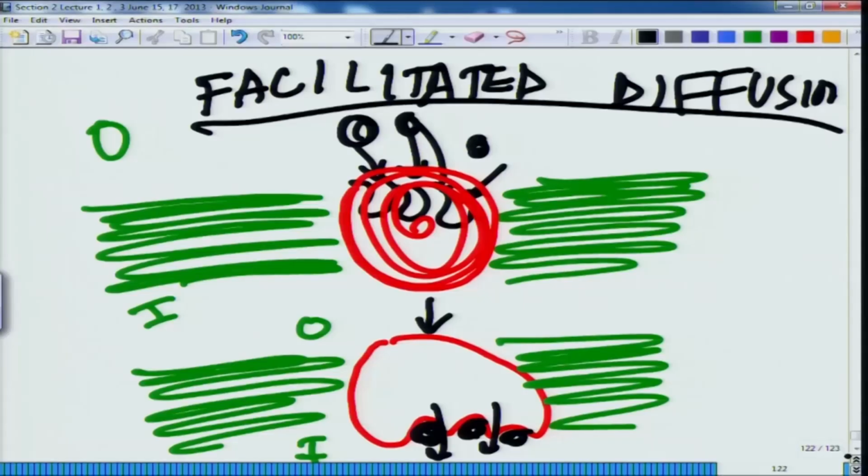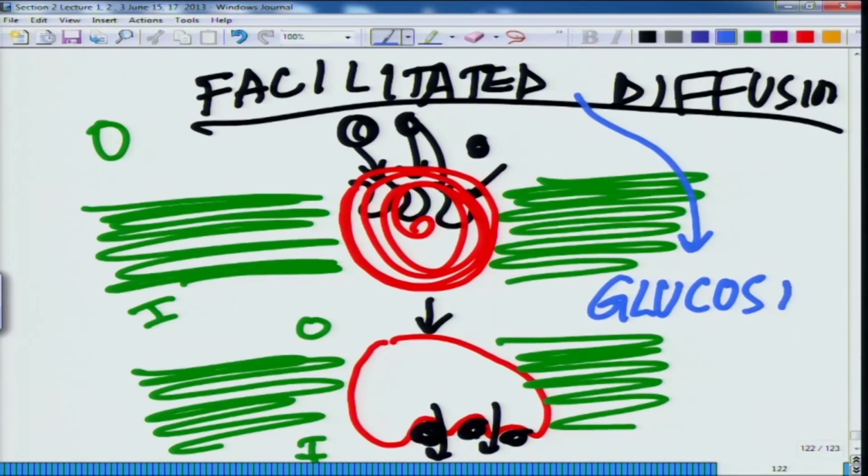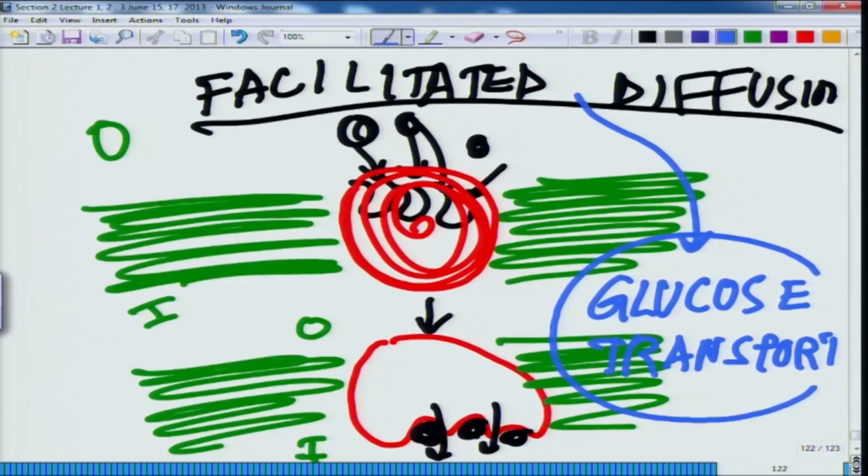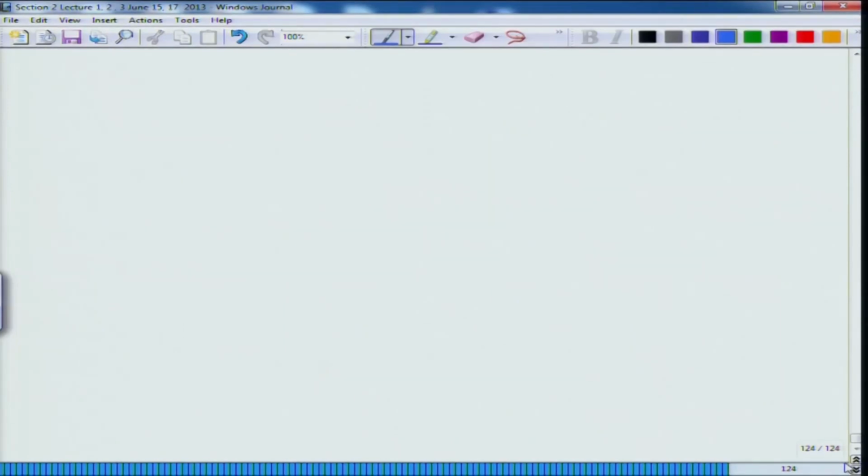Talking about the facilitated diffusion, let me just go back. This facilitated diffusion is extensively used in glucose transport. We will come back to all these things as we go through the course. Glucose transport in our body, in the intestine and other places, is taken care of by the facilitated diffusion process. Okay. So, now from here we will move on to the active transport processes.